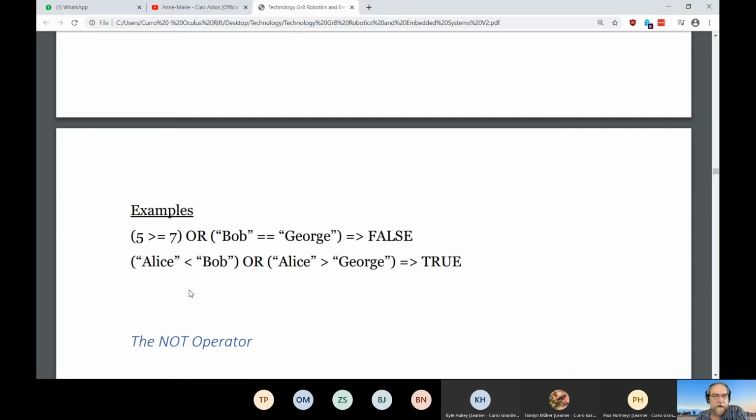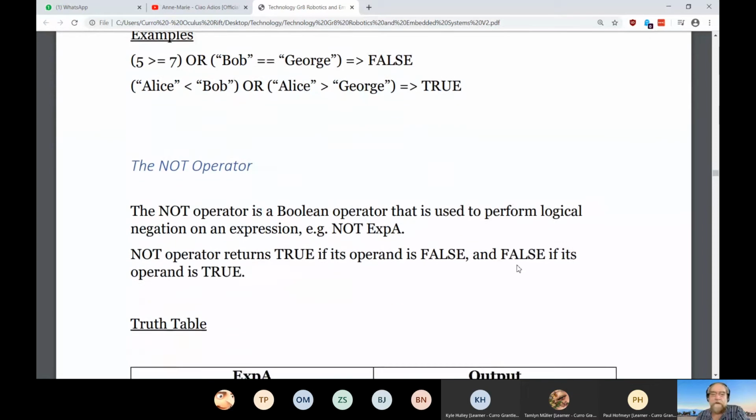So let's have a look at this one. Alice is less than Bob. Yes, we know that is true. Okay, I said to you, capital A is less than capital B. So as soon as we've got a true here, we don't even have to look at this. Just 1 true is enough to give us a true over here. So we are saying here, is Alice greater than George? Nope, we know it's false, but it doesn't matter. This true was enough to give us a true output. Okay, any true gives us a true. So that is an OR.